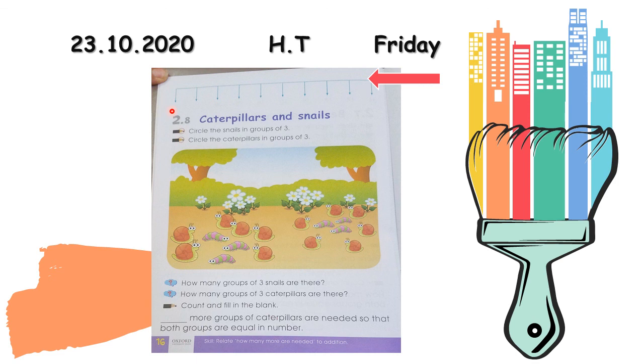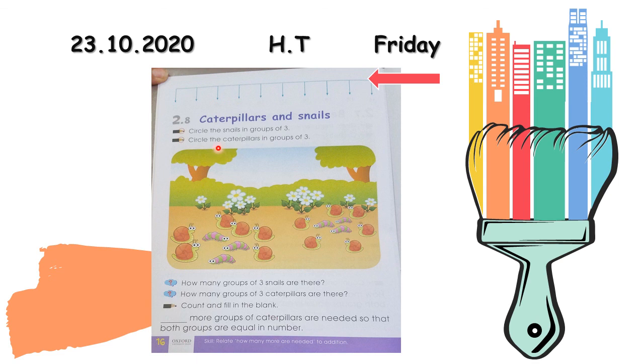Yes, you have to complete your number line. You will start from 11 till 20. You will write here 11, 12, 13, 14, 15, 16, 17, 18, 19 and 20. Then come down. Activity number 2.8, and this is about caterpillars and snails. Can you see caterpillars and snails on this page? Yes.